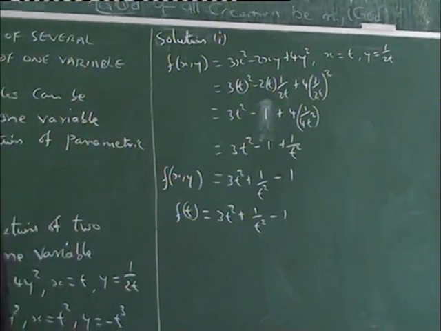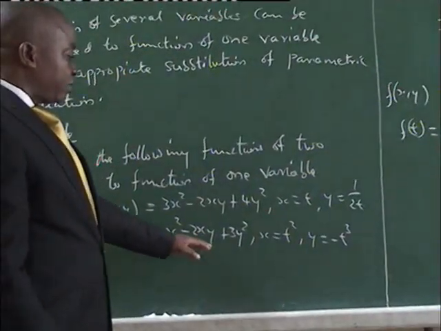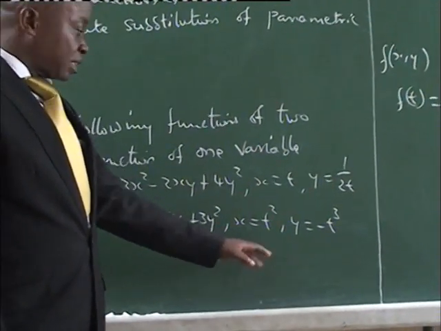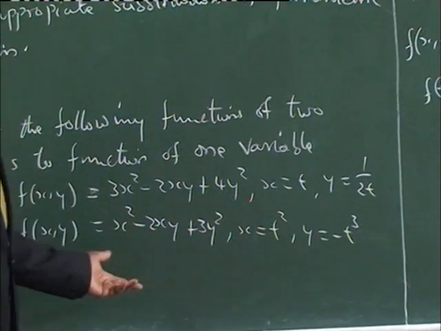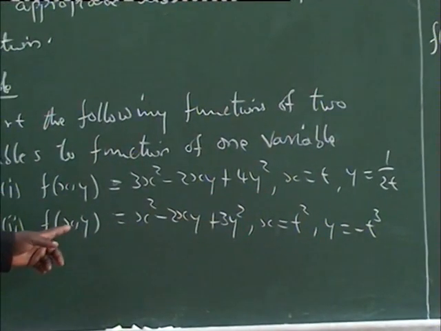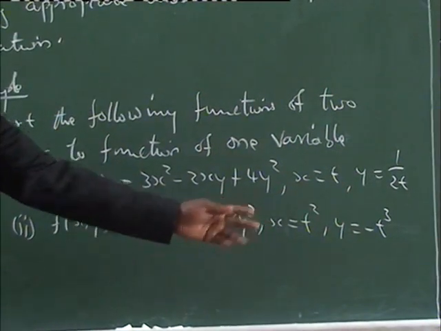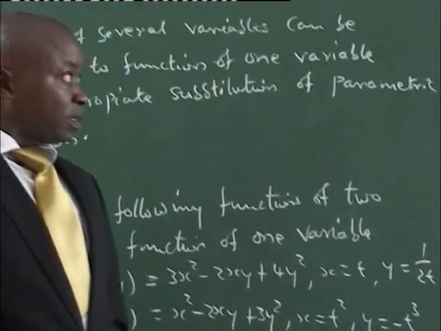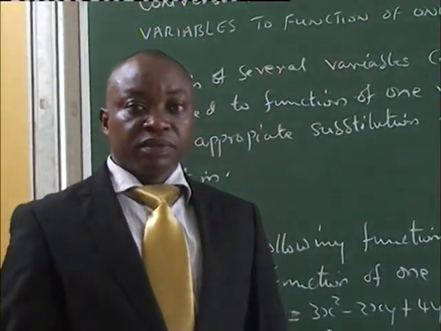Now for part I, I would like you to take it as your own exercise and practice it. It's very simple. Just substitute t squared in place of x, then substitute minus t cubed in place of y. Very simple. Okay, so we look at another subtopic.